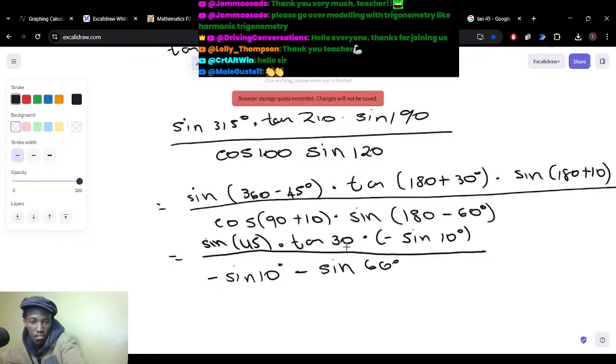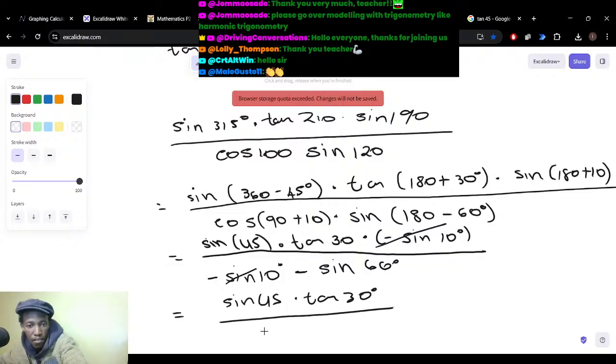So we then simplify. This cancels this. We are left with 2 sine 45 tan 30 degrees over minus sine 60 degrees.